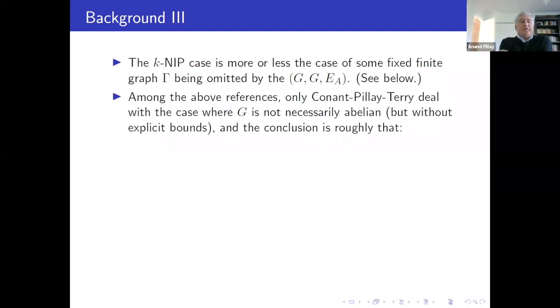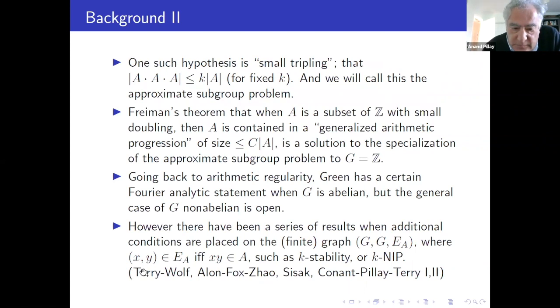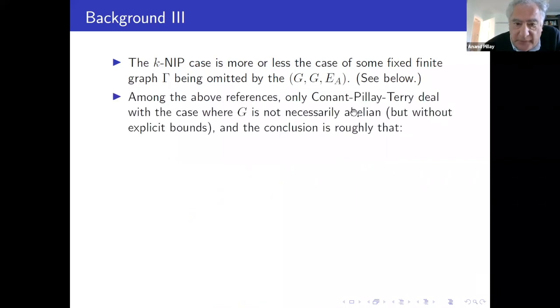Now, among these references, if I'm not mistaken, only the work by Gabriel Conant, myself, and Caroline Terry deals with a not necessarily abelian case of G, right? I think, if someone can correct me, the other papers, Terry-Wolf was specific to F_p^n. The first paper, Alon-Fox-Zhao, was commutative. So I think we dealt with a non-commutative case.